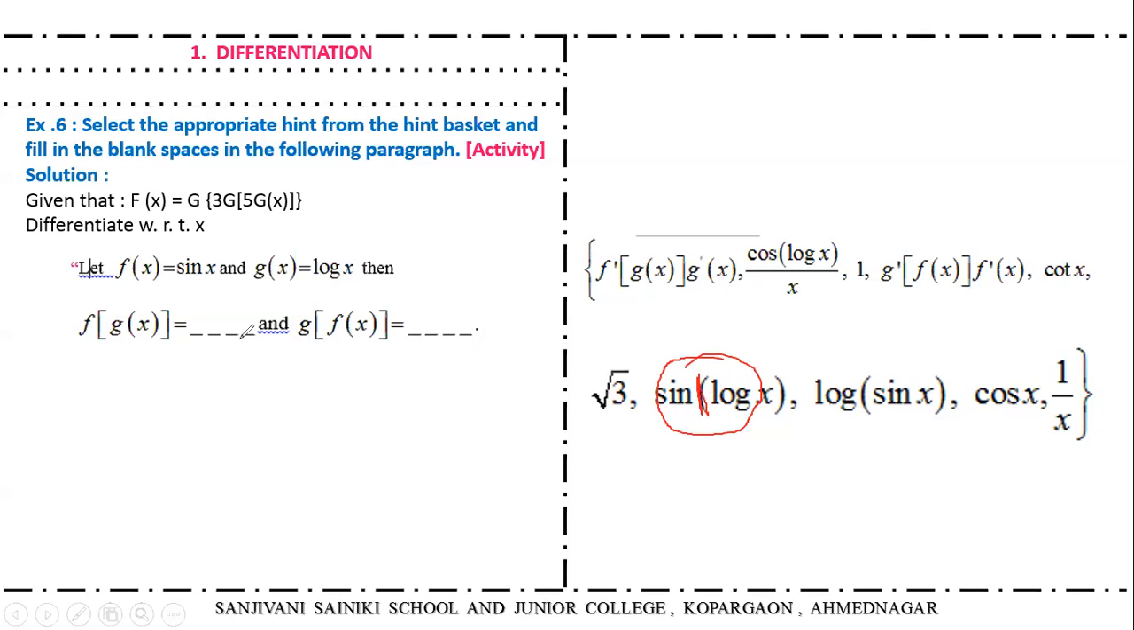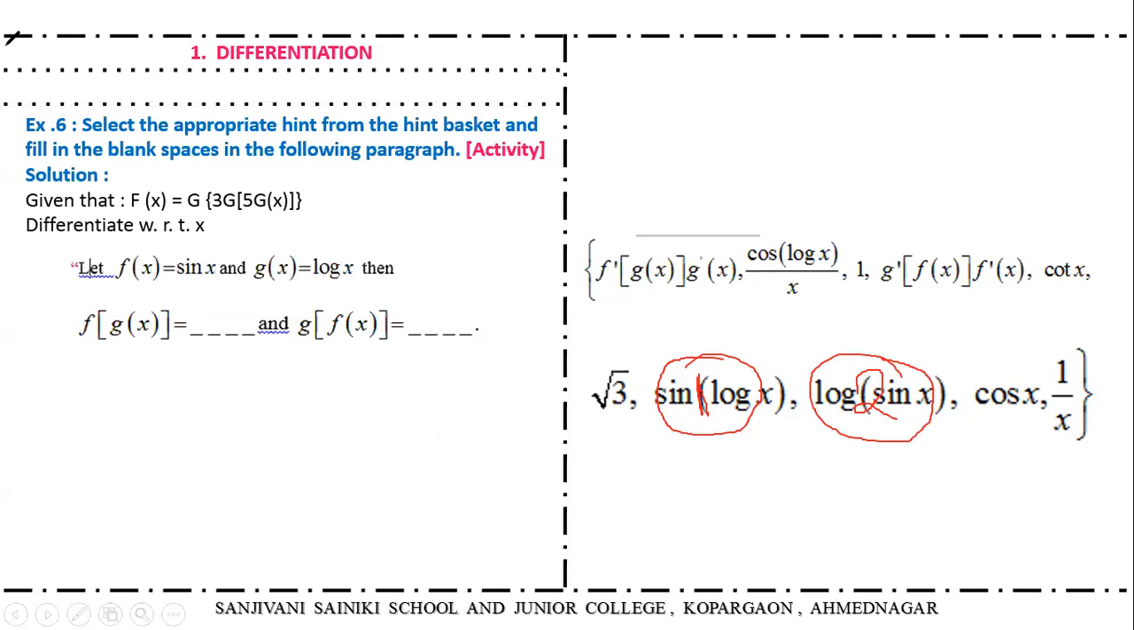Then g of f of x. G of f, what is f of x? F of x is sin x, and g of x is log x. So it is log of sin x. This is the second blank space.